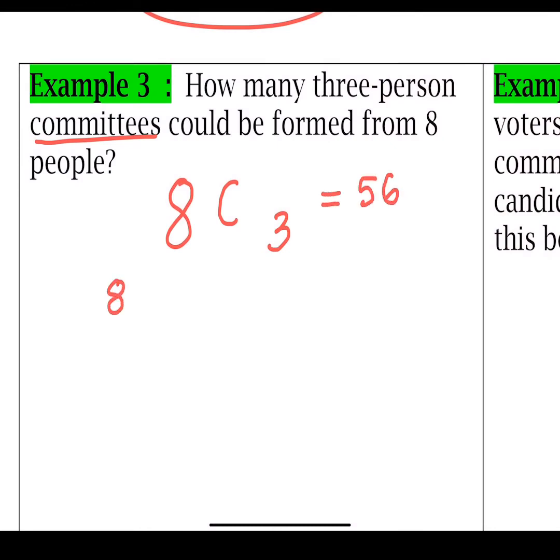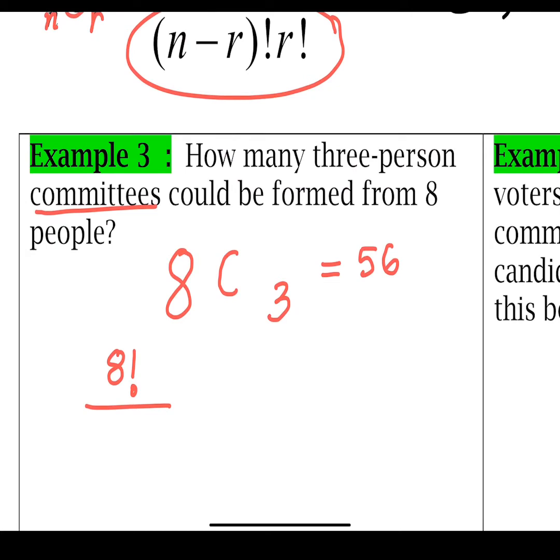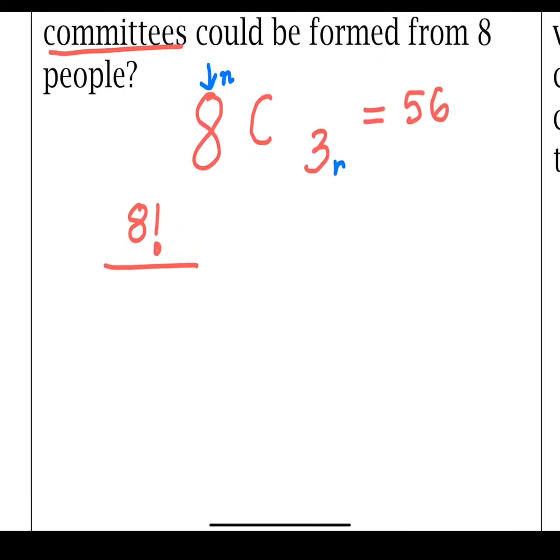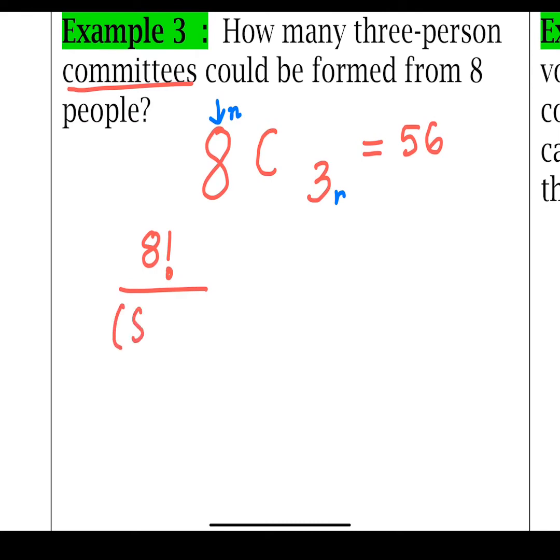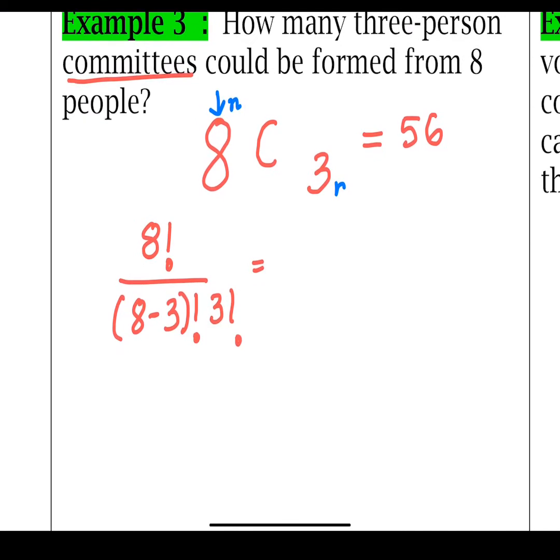So when I plug into the formula, it is 8 factorial. Remember, it's n factorial. So this is my n, and this is my r. So 8 factorial over 8 minus 3 factorial times 3 factorial. So that's the formula, n minus r times r. When I plug this in, I have 8 factorial over 8 minus 3, which is 5 factorial, times 3 factorial. I'm going to expand this.